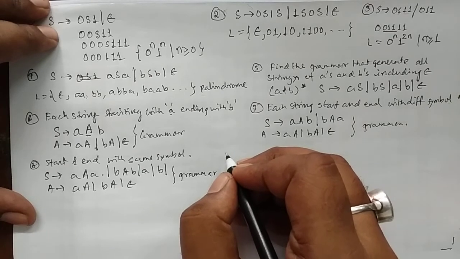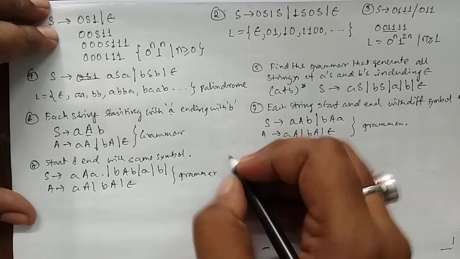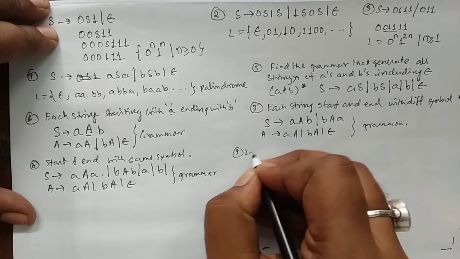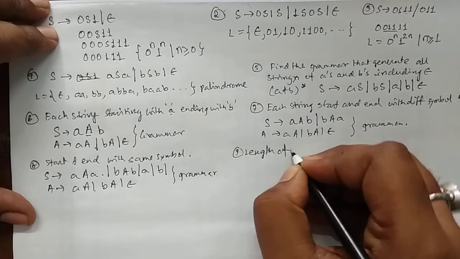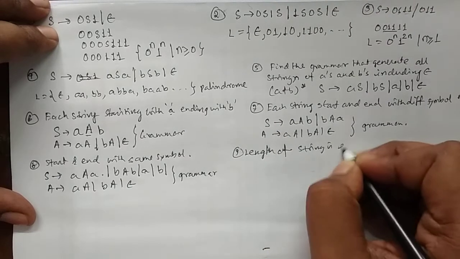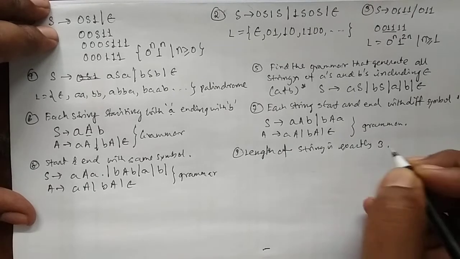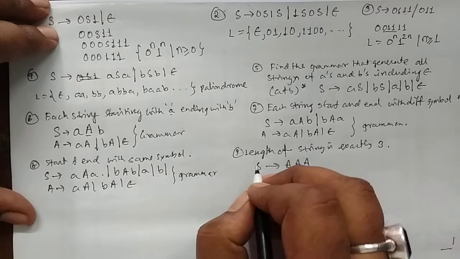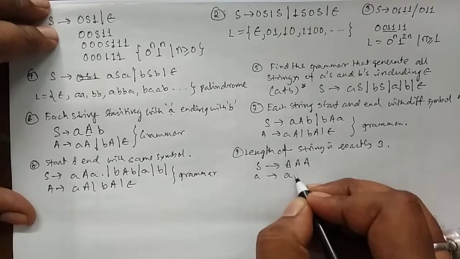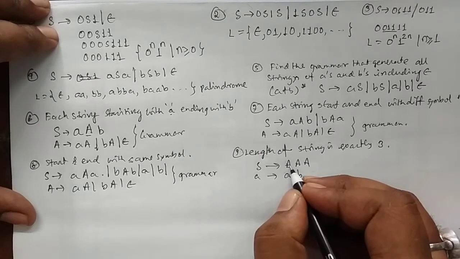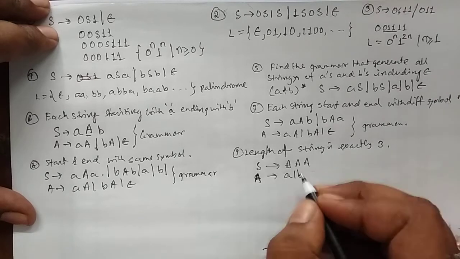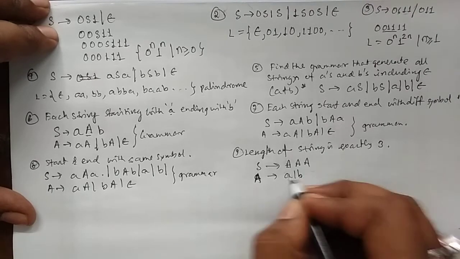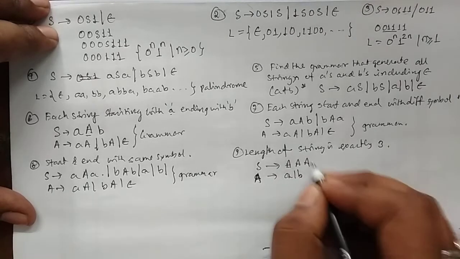Next problem: find the grammar where the length of the string is exactly 3. So what will be the grammar where the length of the string is exactly 3? Let us consider this is the length of the string: 1, 2, 3. Where A is either a or b, and this is small a, this is capital A. So if you replace capital A with either a or b, you will ultimately get a string consisting of a and b whose total length will be 3.